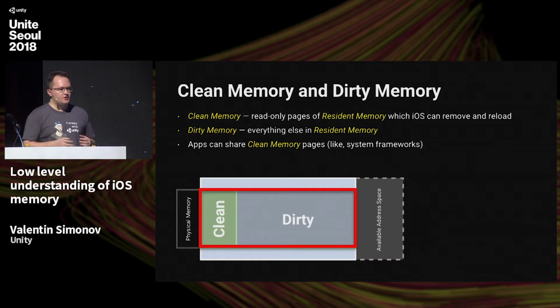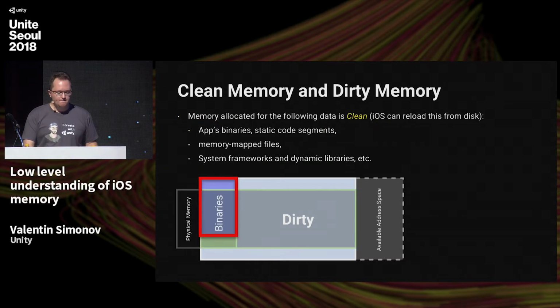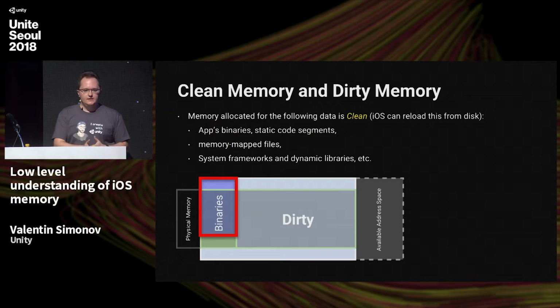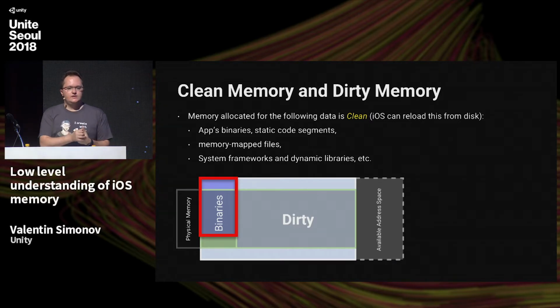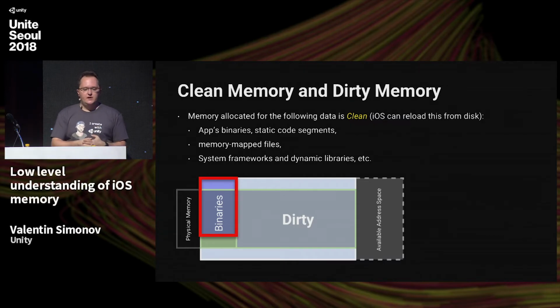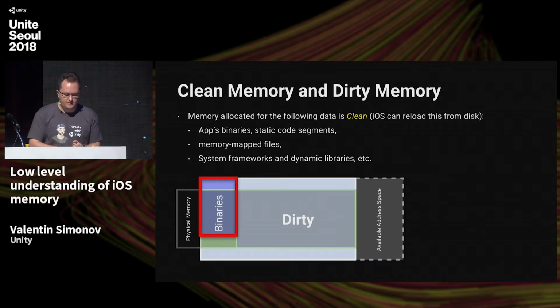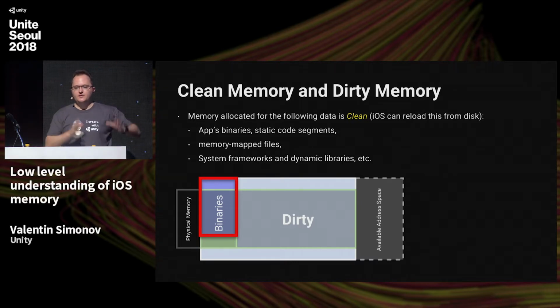For example, they can share system frameworks and libraries. Memory allocated for the following things is considered clean: application binaries, system frameworks, libraries, memory mapped files, static code segments, and stuff like that. For example, here I outlined that the binaries of the application, of your actual game, go to this clean segment of memory.